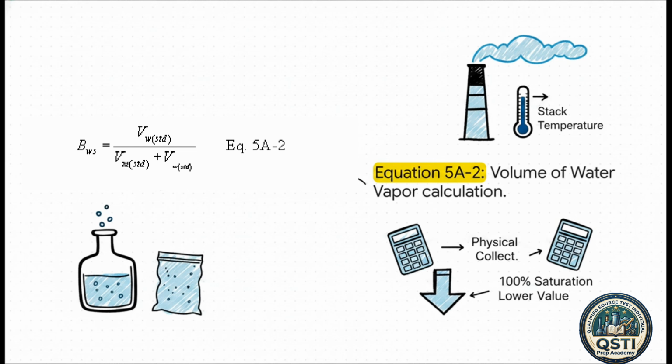You calculate moisture based on the water you physically collected in your impingers and silica gel, and then you do a second calculation assuming 100% saturated conditions based on the stack temperature. You must use the lower of these 2 values as your correct moisture content. Why? To avoid overestimating the moisture from liquid water droplets, which would skew your final dry gas volume calculations and completely throw off your results.